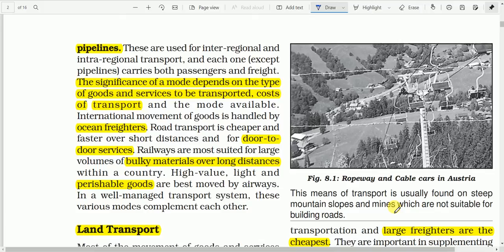Inter-regional means, for example, from the northeast region to the Ganga plain. Intra means within Manipur state. That is an example of intra.